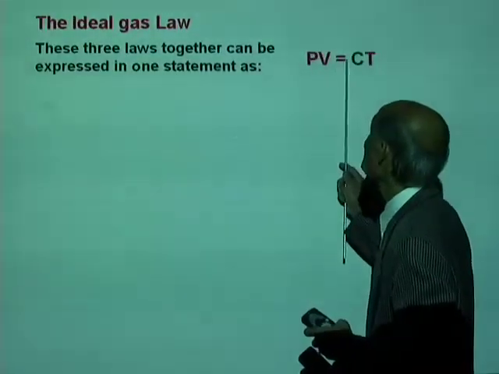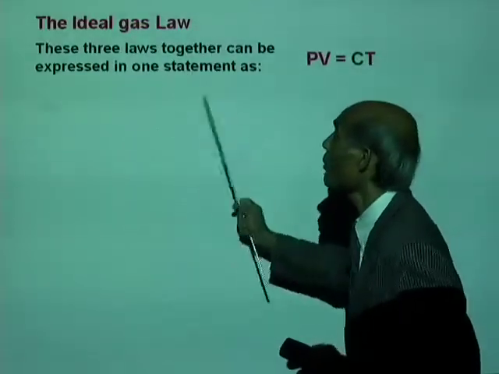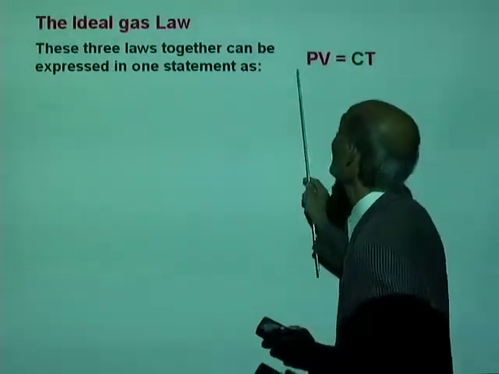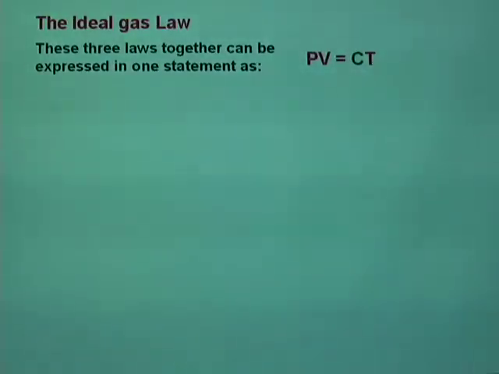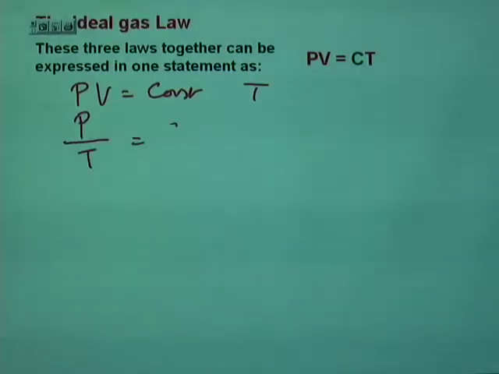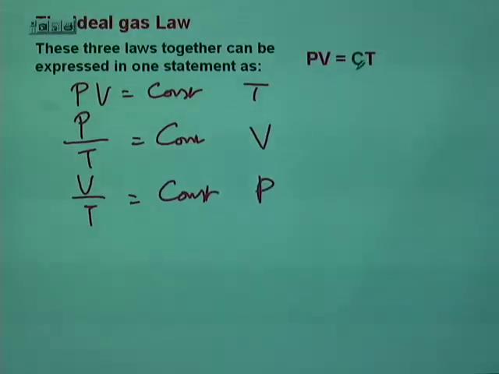We can combine all those three together and write it like this: PV equal to CT. Now look at those three laws one more time. We get PV equal to a constant when T is a constant. P over T is a constant when V is a constant. And V over T is a constant when P is a constant.